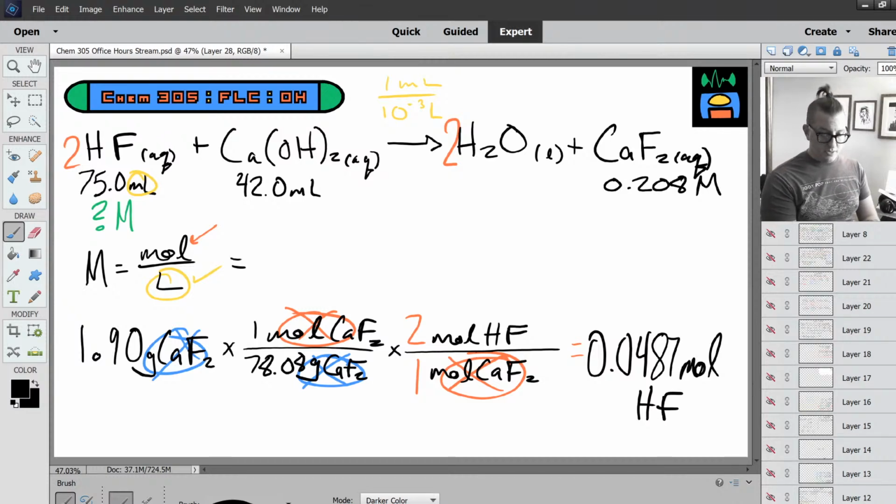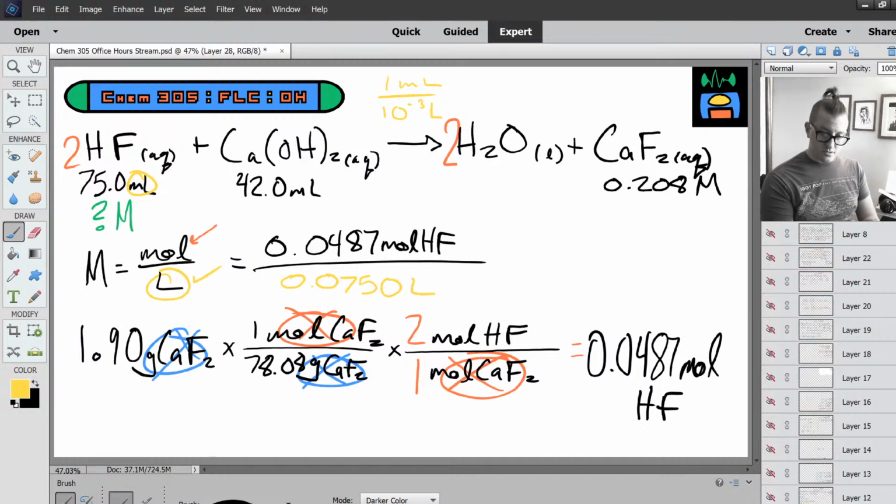Now we can calculate our molarity. We have 0.0487 moles of HF, putting that over the volume in liters, so that'll be 0.0750 liters. 0.0487 divided by 0.0750 gives us a molarity of 0.649 molar.